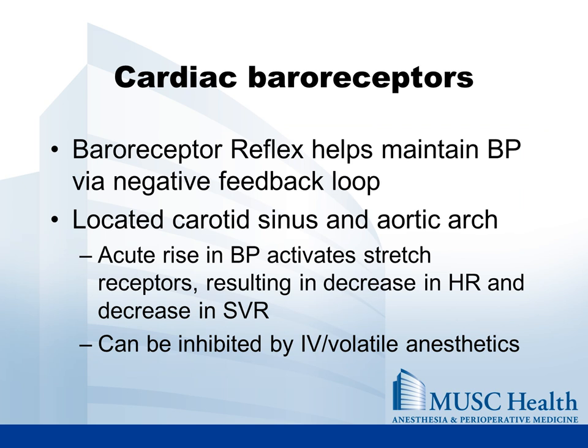Okay, so remember your baroreceptors and your chemoreceptors of your heart. Cardiac baroreceptors help maintain blood pressure via a negative feedback loop. They're located in your carotid sinus and aortic arch. When you get a rise in blood pressure, they stretch the receptors, and you're going to have a resultant decrease in your heart rate and decrease in your SVR. And this receptor is inhibited by most of our anesthetics, so keep that in mind as well. Chemoreceptors. Does anyone remember what the chemoreceptor does or what it responds to?